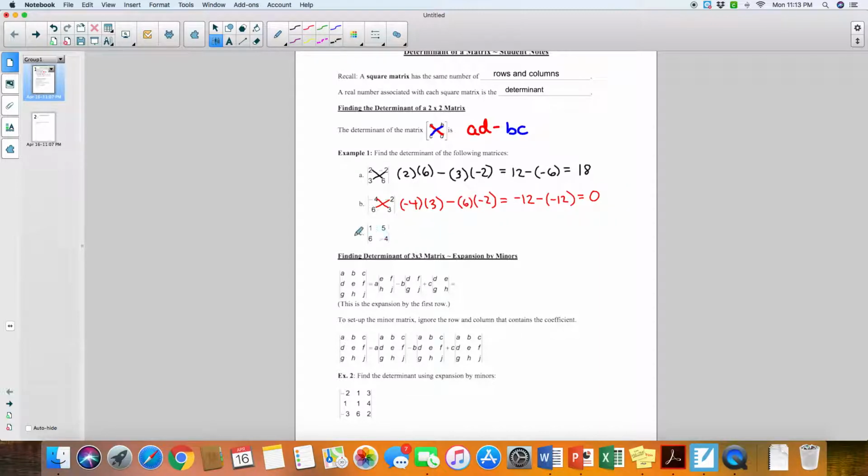All right, so how about you go ahead and try example C on your own. Press pause if you need to, just to give yourself a chance to do it before I start to explain it. So go ahead and press pause now.